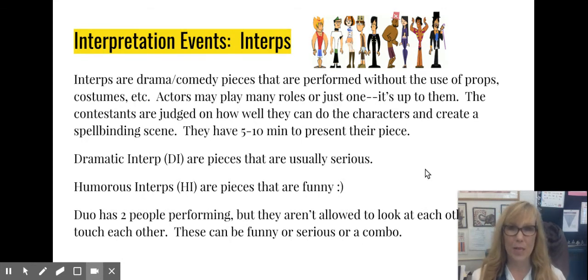Duo has two people performing. Now, the weird thing about duo is they're not allowed to look at each other. They're not allowed to touch each other. And so they have to get kind of creative as to how they're going to go about doing this. It can be funny. It can be serious. It can be both. It could be whatever they want it to be. And again, are they doing great characters and voices and all that? So yeah, then you rank them.